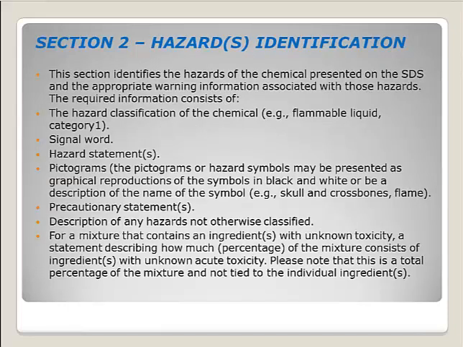Section 2, hazard identification. This section identifies hazards of the chemical presented on the SDS and the appropriate warning information associated with those hazards. The required information consists of, and you can see down through there, the hazard classification of the chemical. Flammable liquid, category 1, would be an item that would possibly be included in that. But again, talking about signal words, hazard statements, pictograms, all the stuff that you would essentially see on a label would be included in this section on the SDS.